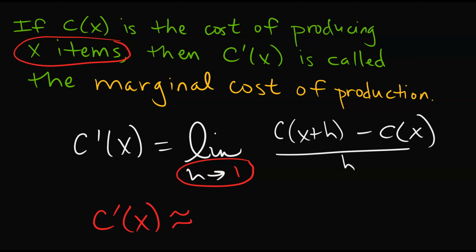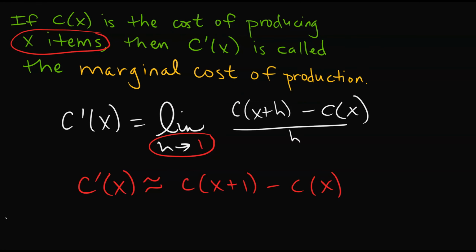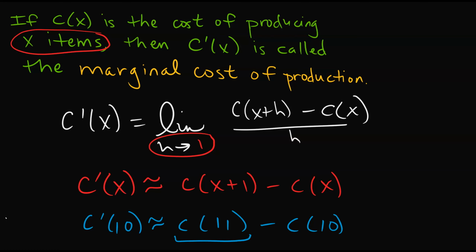So we can say that our derivative is approximately, and now the right-hand side as h goes to 1, is c of x plus 1 minus c of x, and the denominator is just 1. And this is commonly referred to as the cost of the x plus first item. So just a little numerical example. If we're looking at c prime of 10, then we get c of 11 minus c of 10. And so this is the cost of making the first 11 items minus the cost of the previous 10 items. So this is approximately the cost of the 11th item. Right, so that's what we mean by the x plus first item. That's the cost of the 11th item.